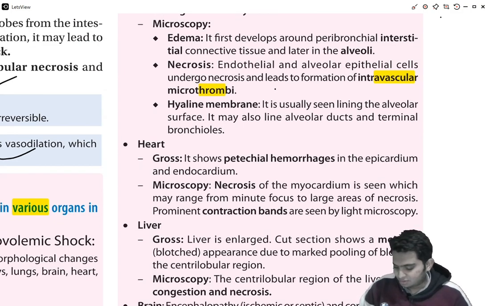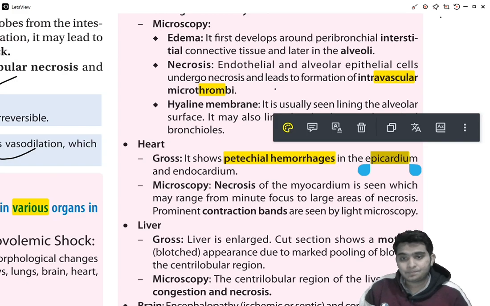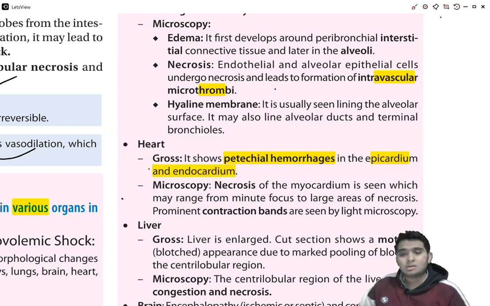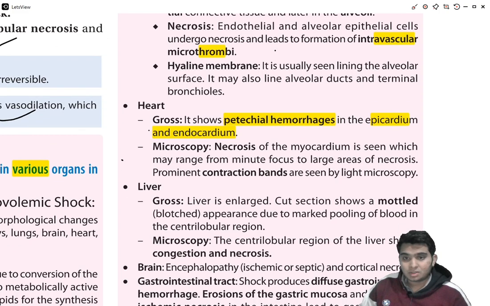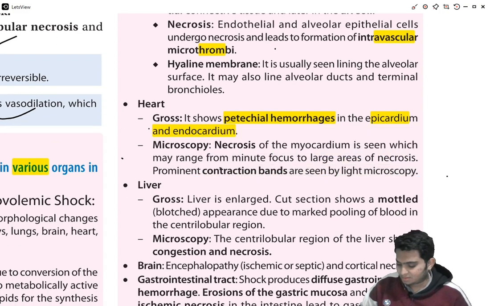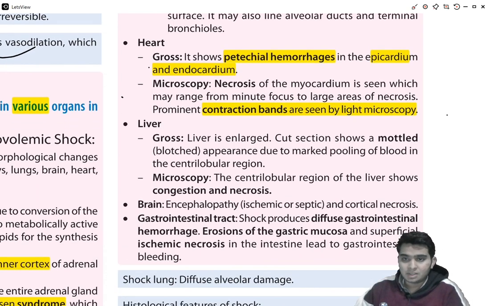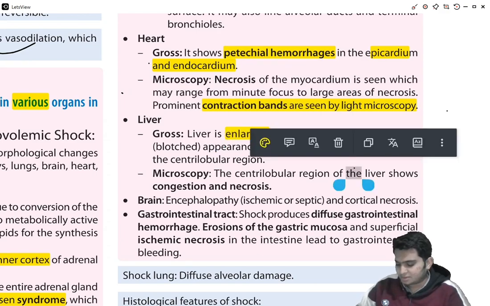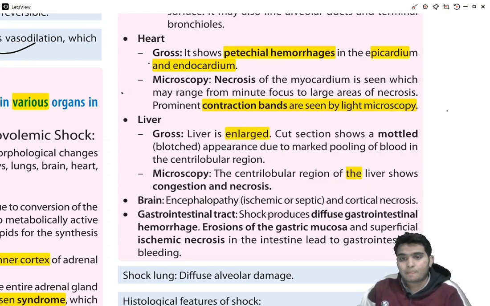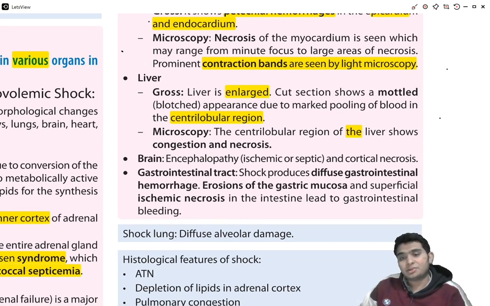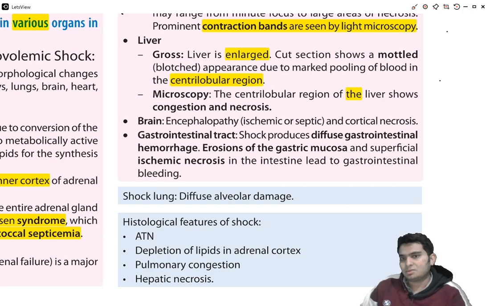In the heart, there are petechial hemorrhages in the epicardium and endocardium. It is a coagulative necrosis, and prominent contraction bands are seen by light microscopy. The liver is enlarged, with a mottled cut section due to marked pooling of blood in the centrilobular region. On microscopy, the centrilobular region of the liver shows congestion and necrosis. In the brain, encephalopathy and cortical necrosis.